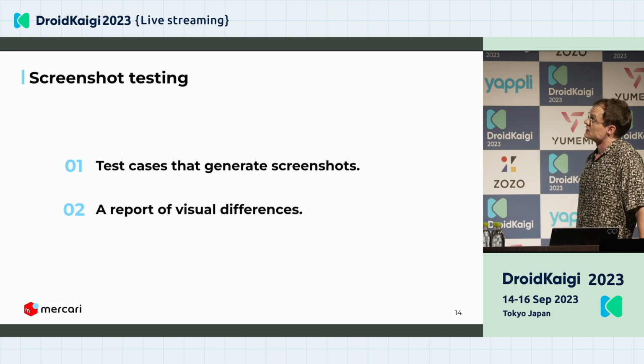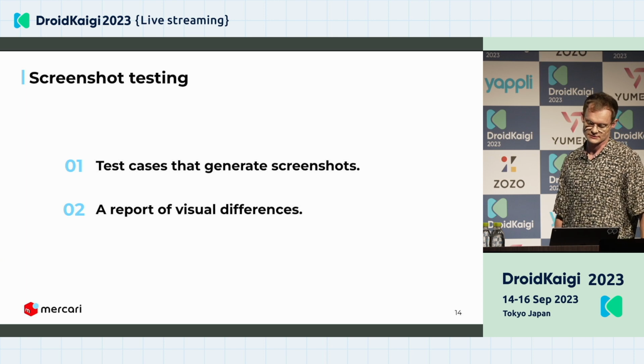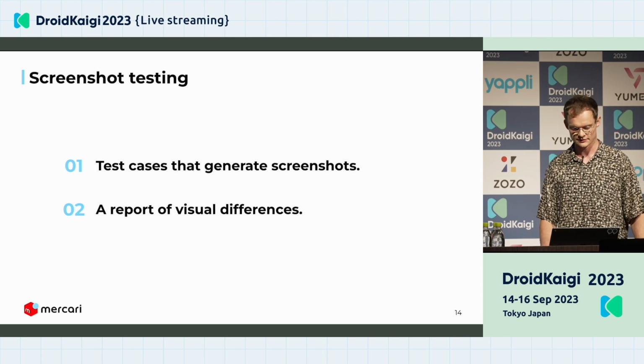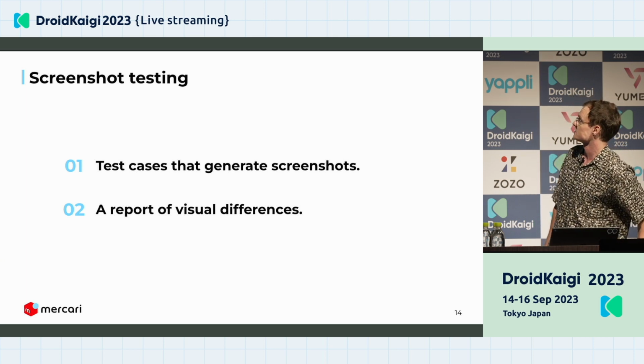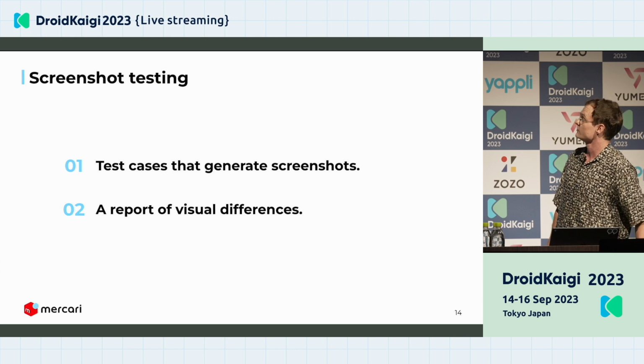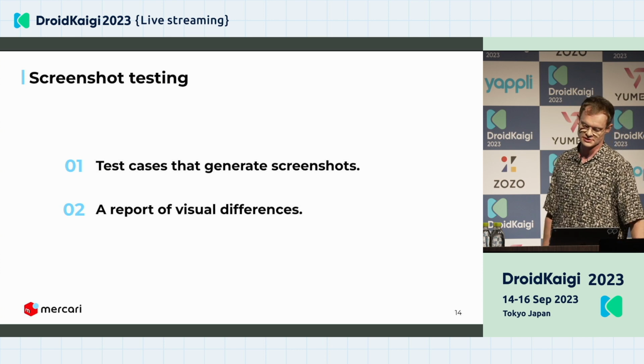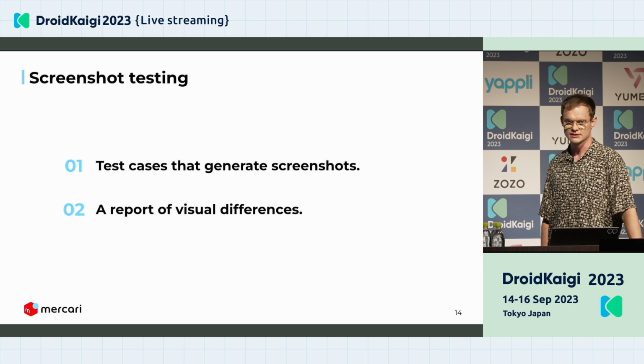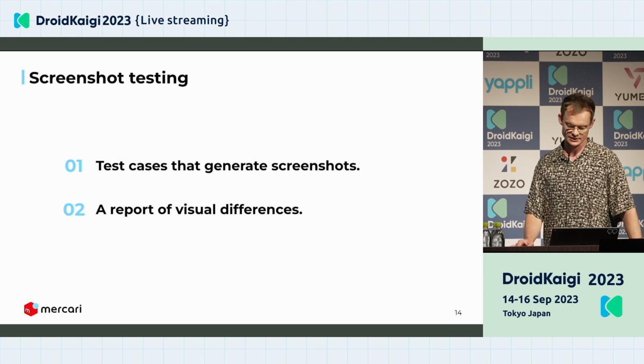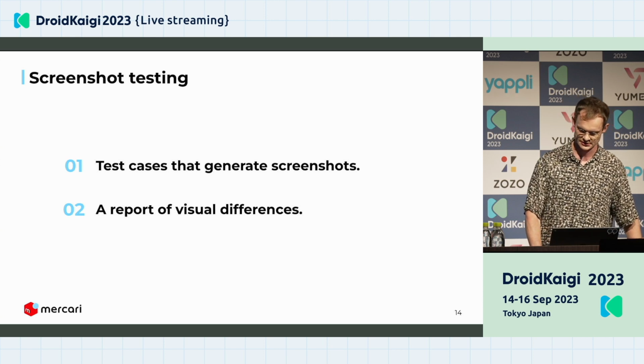So essentially, this problem can be broken down into two parts. First of all, you have these test cases that generate screenshots. And then you want to generate a report of visual differences. These can essentially be solved by two different frameworks, so in this talk, we'll treat them separately.